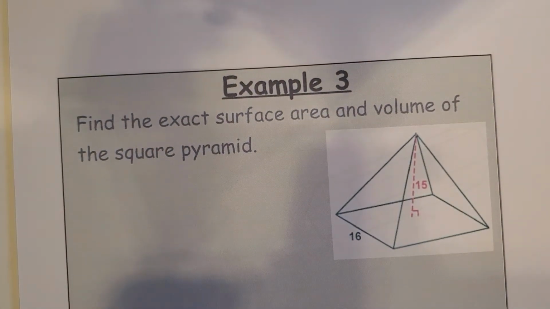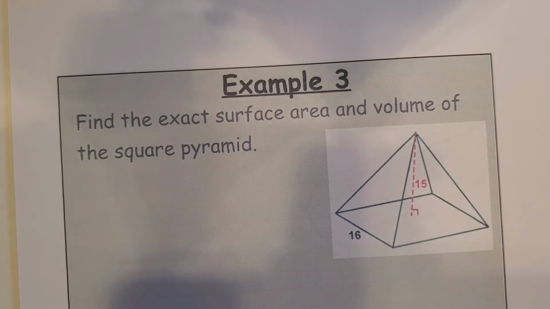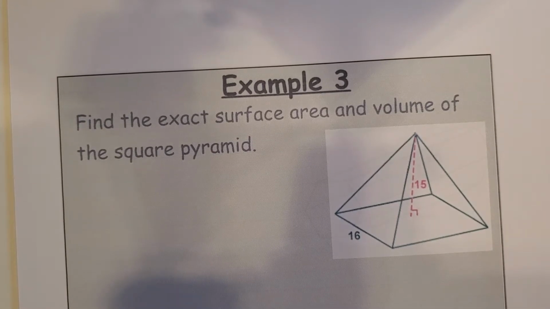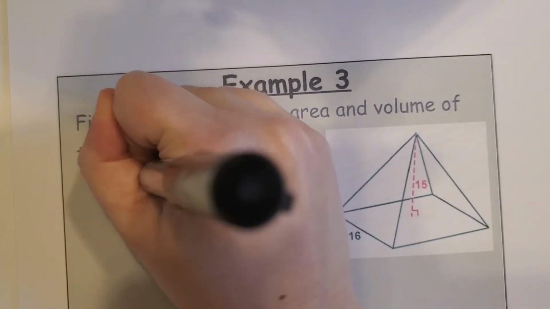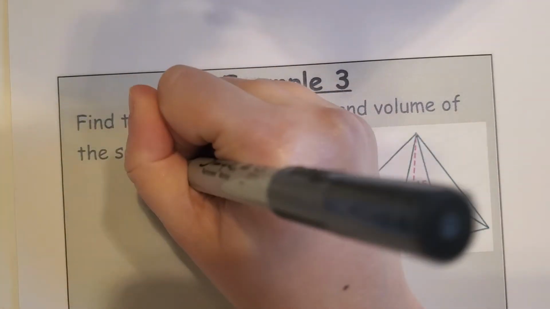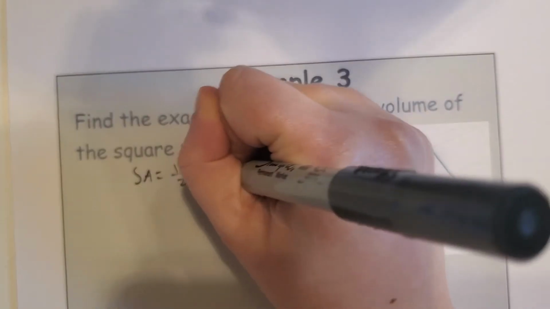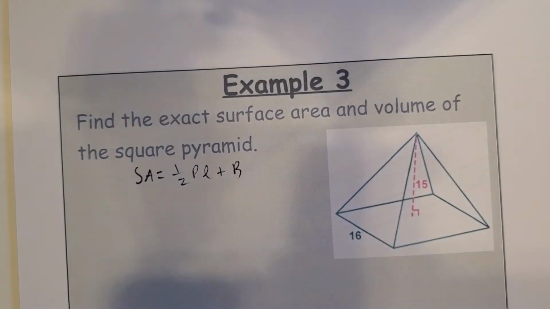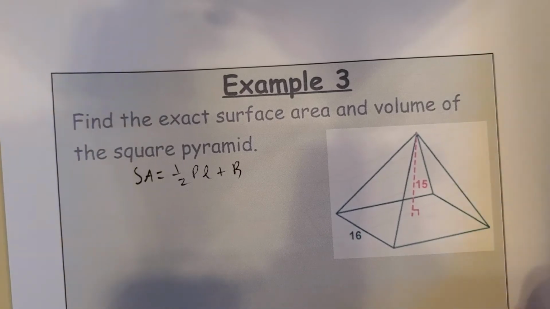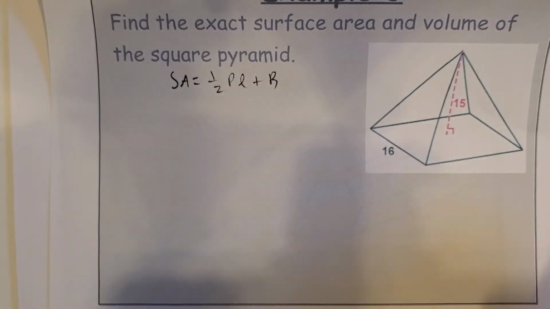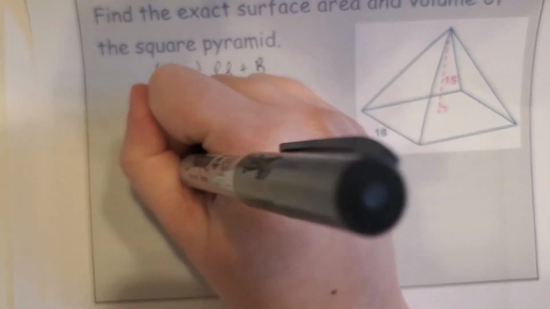All right. Find the exact surface area and volume of the square pyramid. So, surface area of a pyramid is 1/2 times the perimeter times the slant height plus the area of the base. So, I think we'll actually do that second just because I think volume is a little bit easier because we have all the given information for the volume.